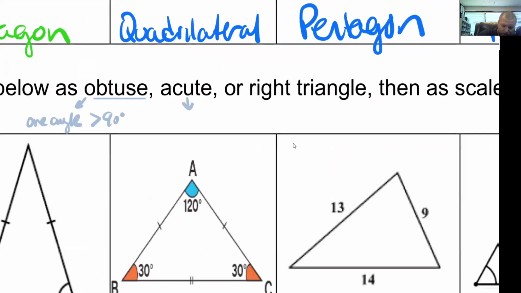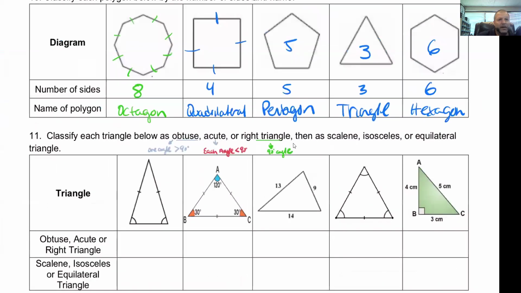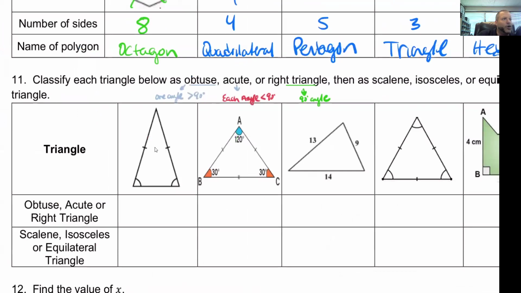To be an acute triangle, it means that each angle, every single one of them, has to be less than 90 degrees. And a right triangle means that there's a 90-degree angle. If we look at classifications based off of angles first, in this triangle there are no angles that are larger than 90 degrees, so this is an acute triangle. Might not look like it, right? But this triangle, that's 120 degrees right there. This is an obtuse triangle.